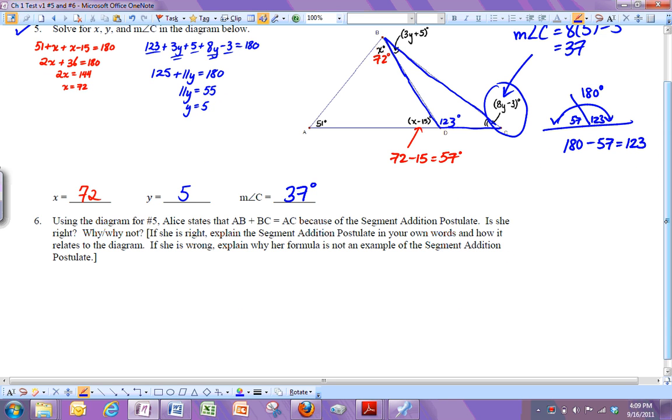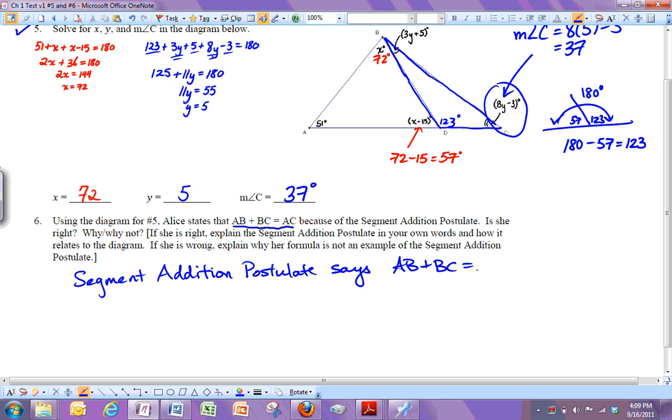So let's look at 6. Number 6 says, using the diagram for 5, Alice says AB plus BC equals AC because of the segment addition postulate. Is she right? Why or why not? If you think about the segment addition postulate, it does say that AB plus BC equals AC, but only under a certain condition. Only if A, B, and C are collinear. If you don't remember that, check your notes. It's in the quad notebook.